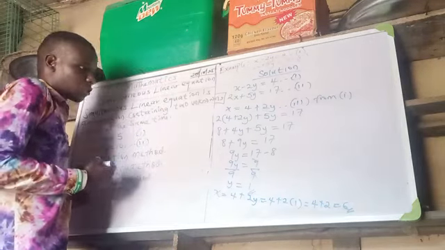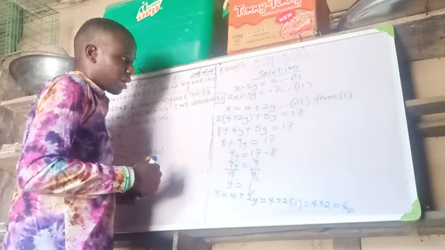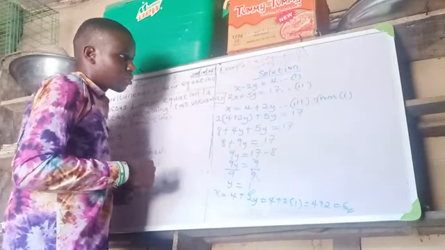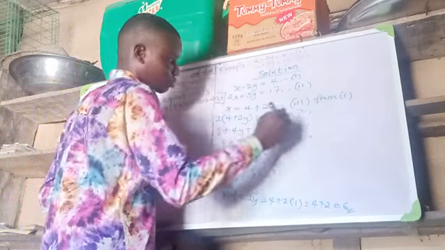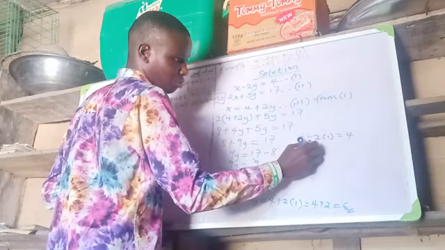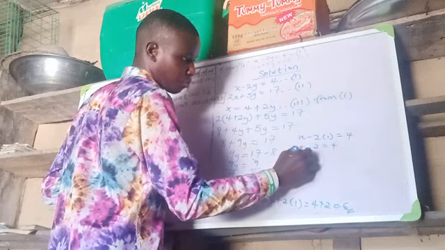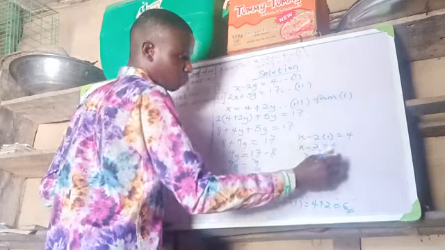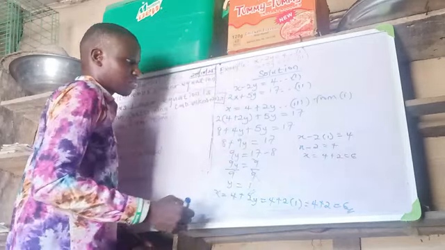Right? Okay. So if I still put y as 1 in equation 1, you notice that I'm still going to get the same value. X minus 2 times 1 equal to 4. So x minus 2 equal to 4. X will be equal to 4 plus 2, so it gives me 6, right?